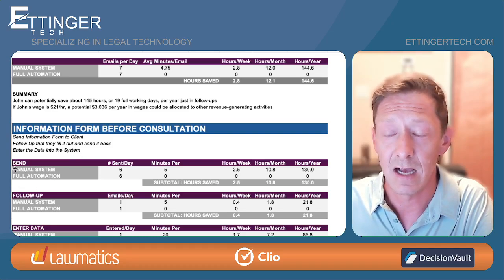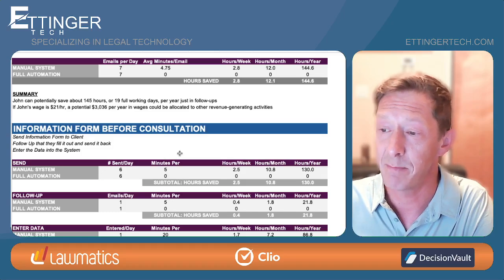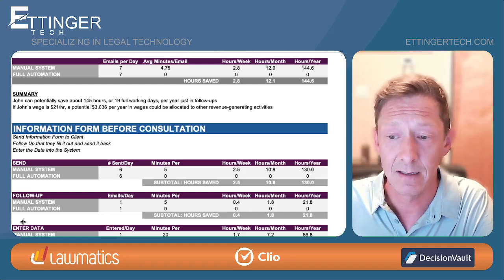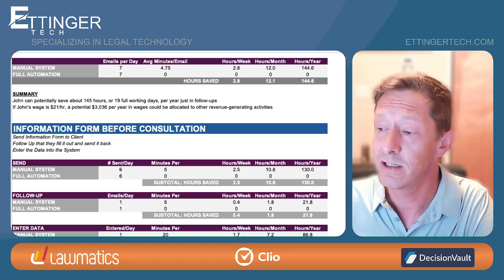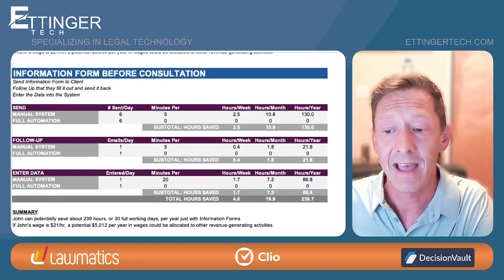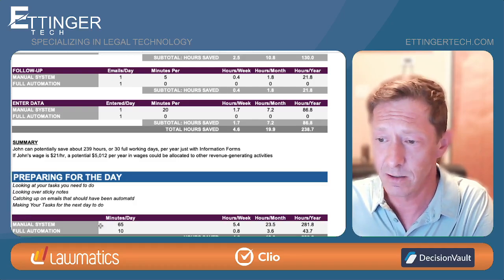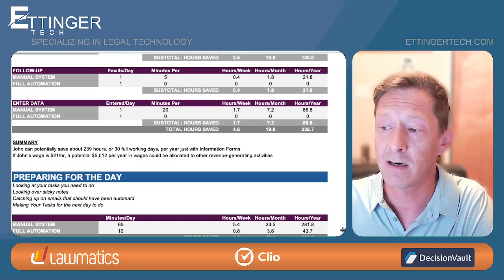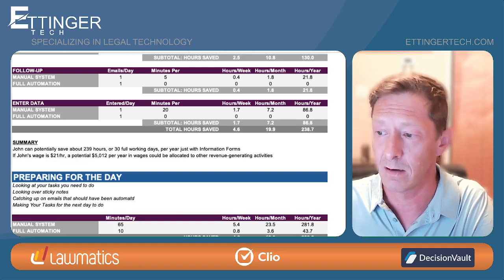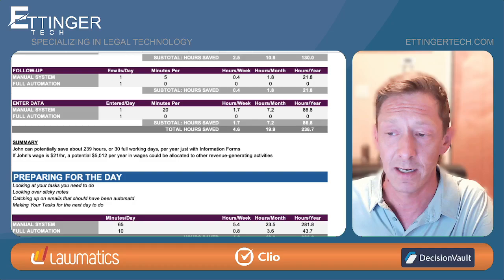This is sending, how many you send per day, and then how many minutes per, and so on and so forth. This is the follow-up to get the form back, and then this is to enter data. So you can see there's about 238 hours a year that can be saved. And then preparing for the day. Here's your 4 things that we're looking at. In a manual system, you spend about 281 hours. In a fully automated system, it's about 43 hours per year. You're saving 238 hours. And then, of course, you'll get a summary on each section.